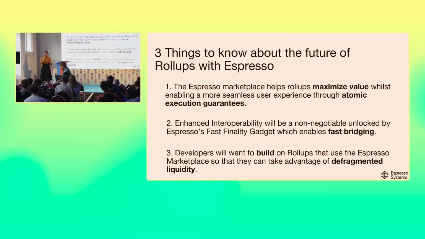And then finally, developers as well will want to build with Rollups who are interoperable or who make interoperability easier, and they can take advantage of things like defragmented liquidity, atomic execution, etc.